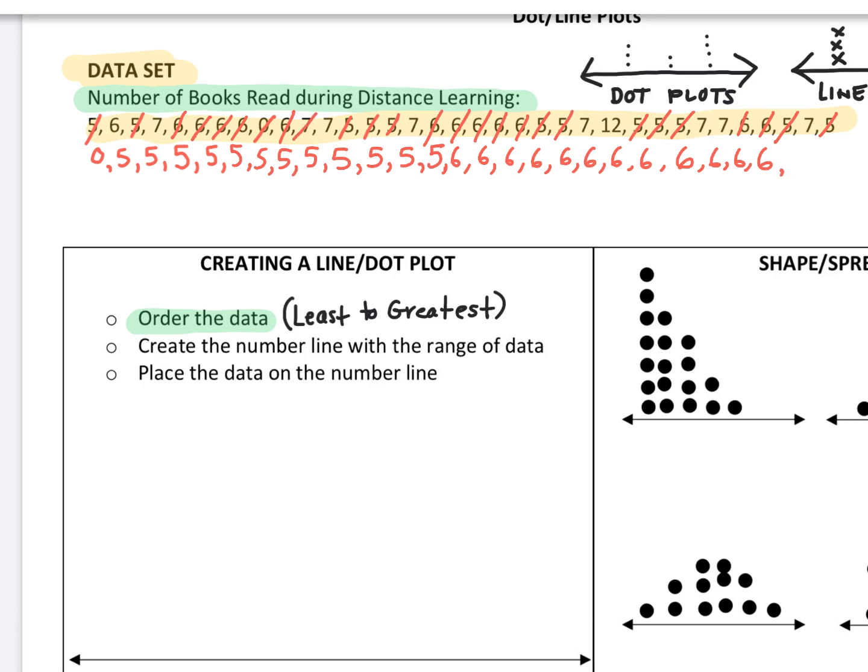I see one 7. I'm going to put it down here. I see a second 7. I see a third 7. I see a fourth 7. I see a fifth 7. I see a sixth 7. And I see one more.